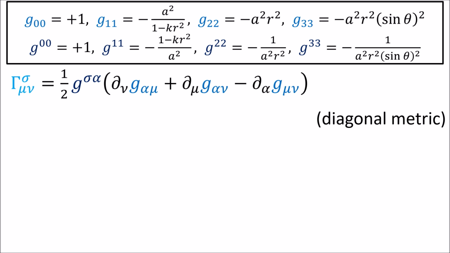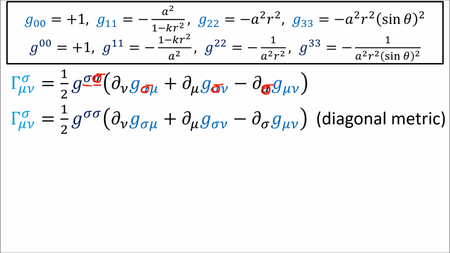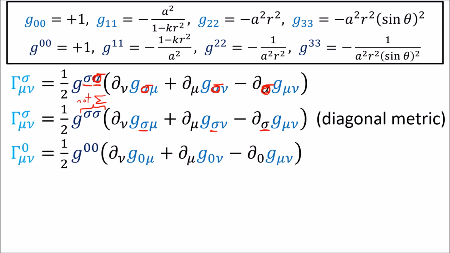Since our metric is diagonal, we know that the two indices on this inverse metric must be the same, so we can change the alpha indices to sigmas. This is not a summation over sigma on g inverse. This is just a repeated index. The summation is with the lowered indices on all the g's inside the brackets. Let's start by calculating all the connection coefficients with a 0 index up top.